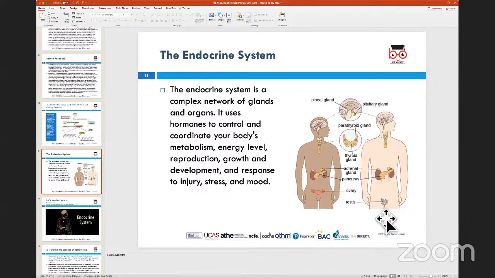Now, these organs are responsible for releasing what are called hormones. And hormones are nothing but chemical messengers which control and coordinate the body's metabolism, energy levels, reproduction, growth, development, and responses to injury, stress, and your mood.